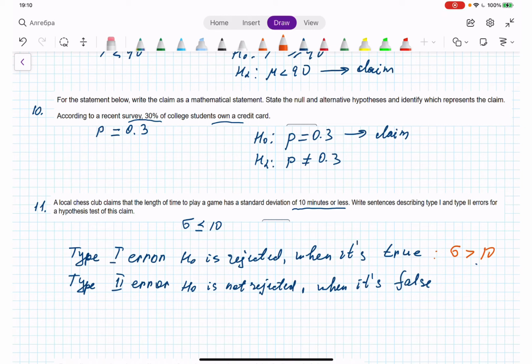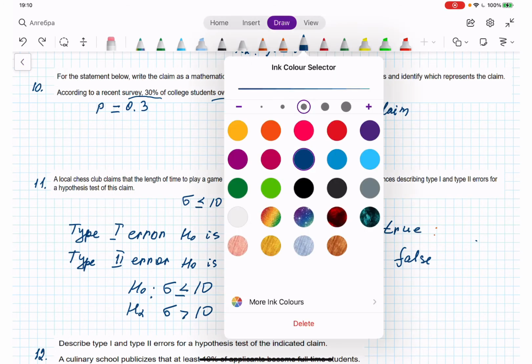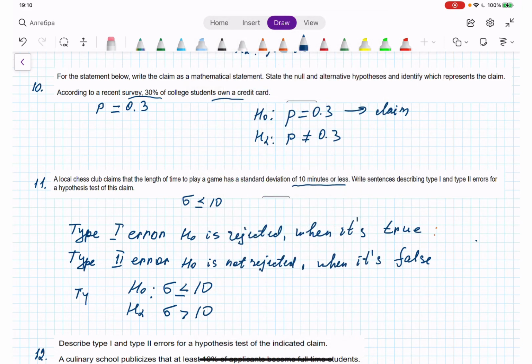Okay? So which means the null hypothesis is going to be sigma less than or equal to 10. The alternative is going to be sigma greater than 10. Okay. For type 2 error, this is type 1 error. I guess it will be easier to write down. Type 2.